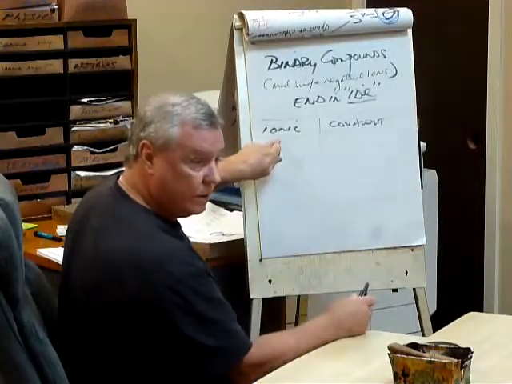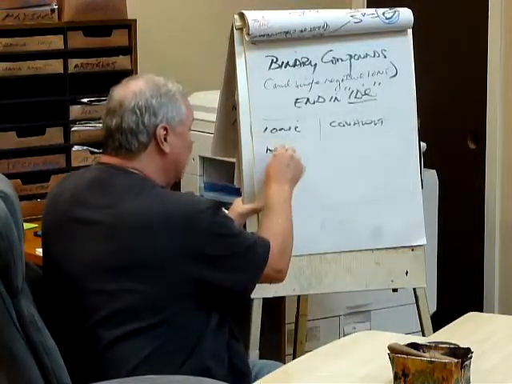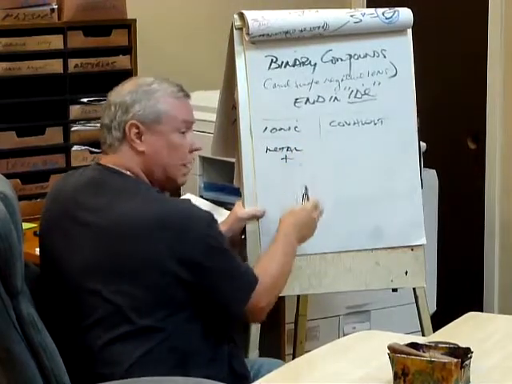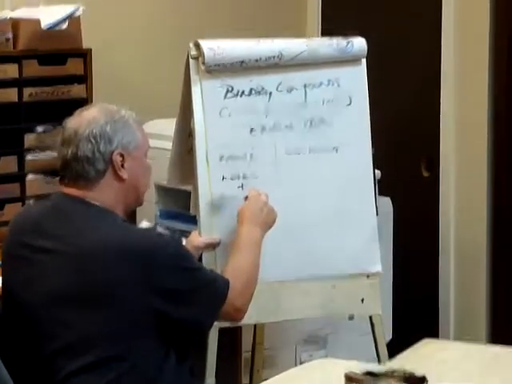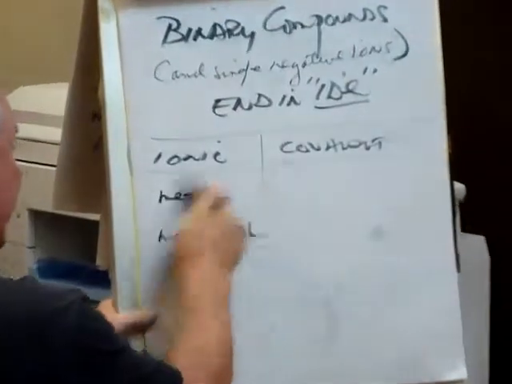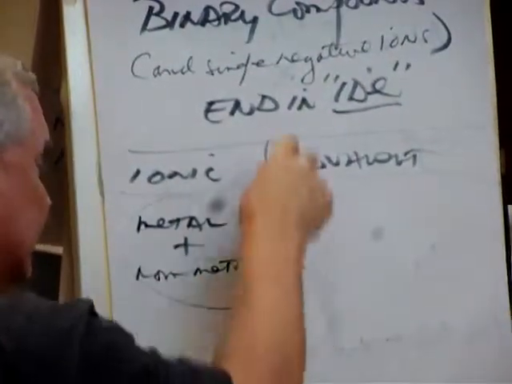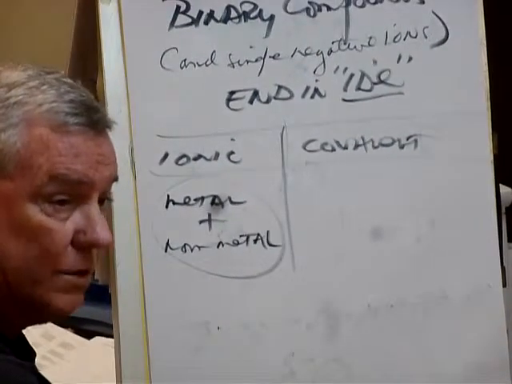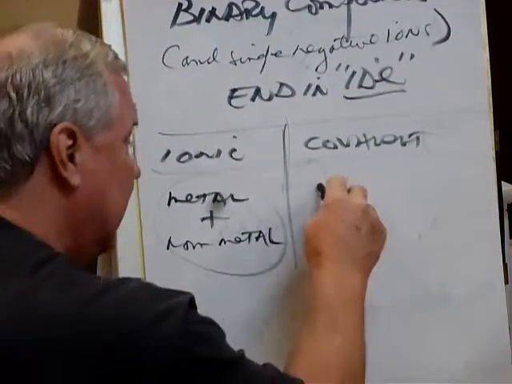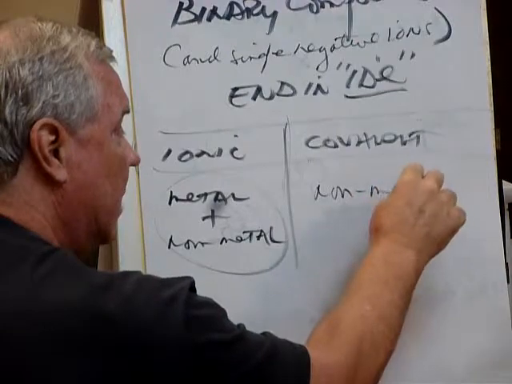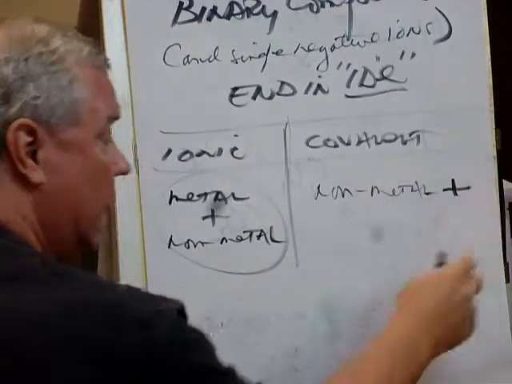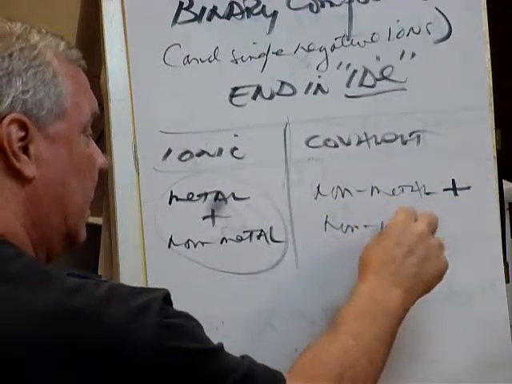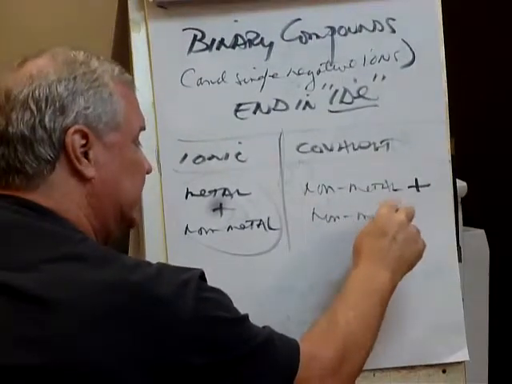And what kind of a compound is that? Ionic. Ionic is a metal plus what? A non-metal. So we have a metal plus a non-metal, we get an ionic compound. Versus the other type of compound, molecular or covalent. Covalent is a non-metal plus a non-metal. So guys, this is not rocket science, but you have to remember this.